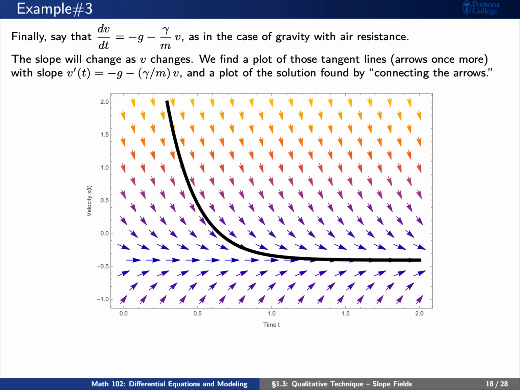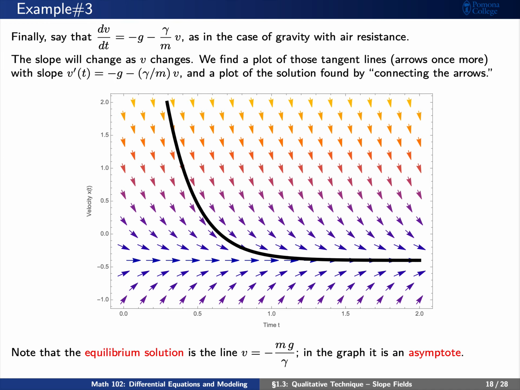But now the arrows will be in different orientations depending on what's happening for v. Remember that the arrows have to have direction negative g minus gamma over m times v. So for different v's, we will have different orientations of the arrow. You can also see that we can connect the arrows together to find this black line. This black line is the solution to our differential equation.